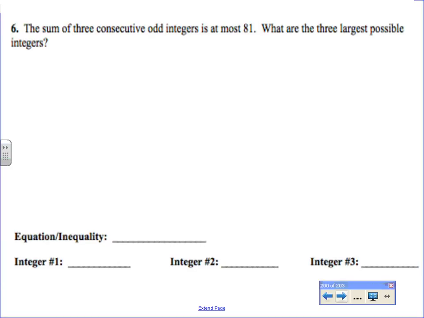Good. Oh, try that again. Consecutive odd. Did you read that wrong? Careful, guys. It says consecutive odd. You're good so far.